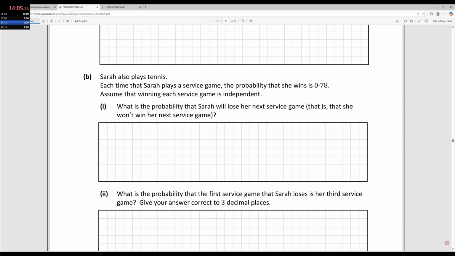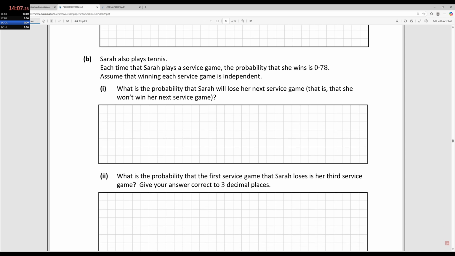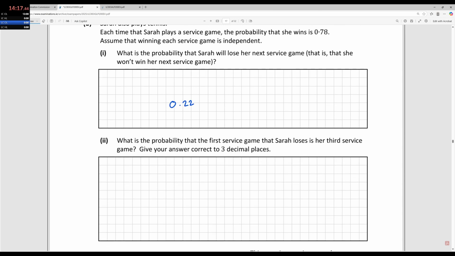Sarah's also playing tennis. Each time Sarah plays a service game, the probability she wins is 0.78. Assume that winning each game is independent. What's the probability she will lose her next one? Just this, I guess. What is the probability the first service game that Sarah loses is her third service game?